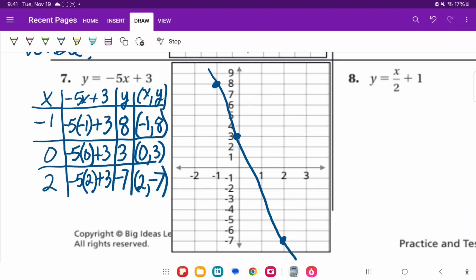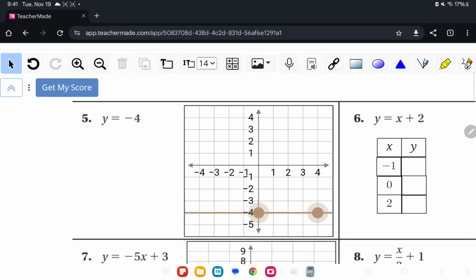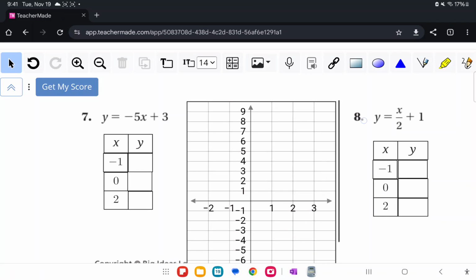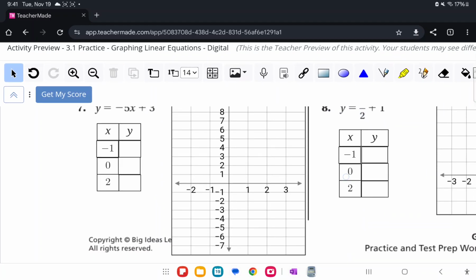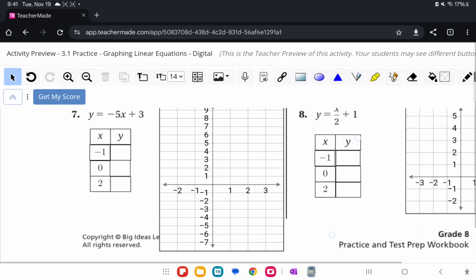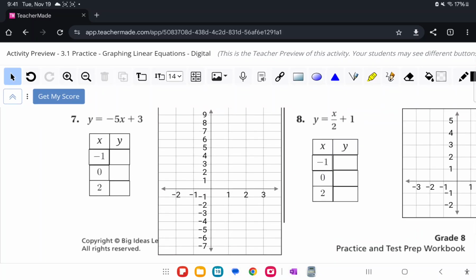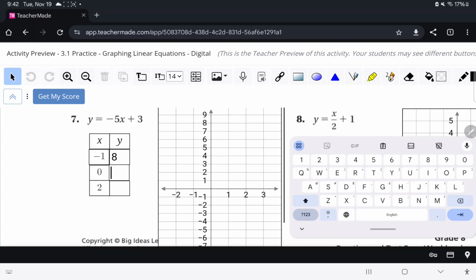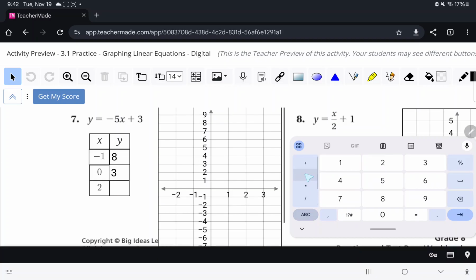All right, so then we're going to switch over to the computer. I'm going to make sure I did it correctly. All right, so this is number 7 right here. My first point here is an 8, so I need to put an 8 in there. And then right here, I need to put a 3 in there. And then right here, I need to put a -7 in there, like that.